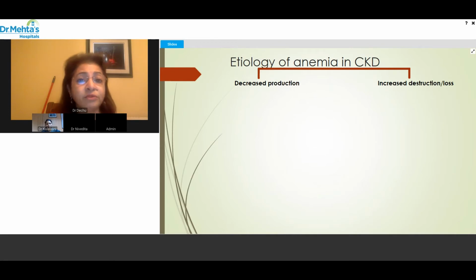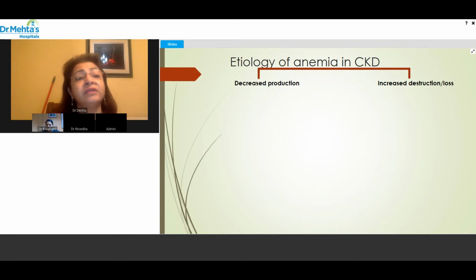This is probably the most important slide of all the slides that we have, looking into the etiology of anemia and CKD, because if you remember the etiology of anemia and CKD, then you will not miss any of the risk factors for anemia, and you will pay attention and treat all of those risk factors. I'm going to take you back to what we learned in physiology as to what the etiology of anemia is. So it can be because of decreased production or because of increased destruction or loss.